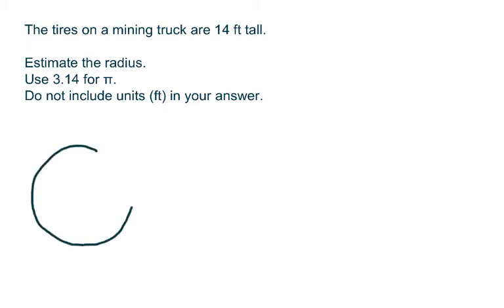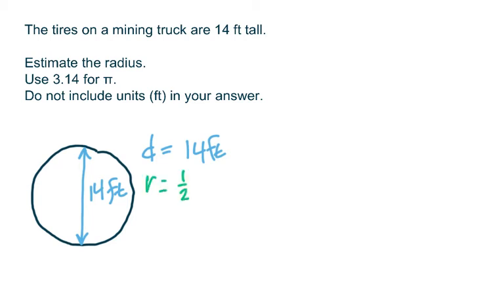So here are the tires. And one of these tires, from top to bottom, is 14 feet tall. So when I hear that, I know that what we're talking about is the diameter. And then I know to go from the diameter to the radius, well, the radius is half of the diameter. So in this case, the radius is 1/2 of 14, and the radius is 7 feet. So that was the correct answer.